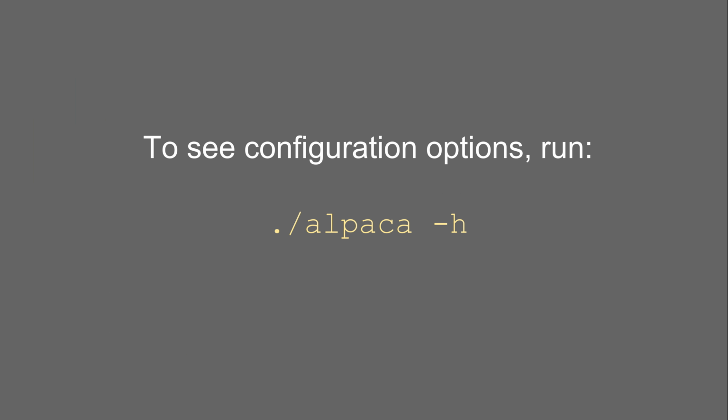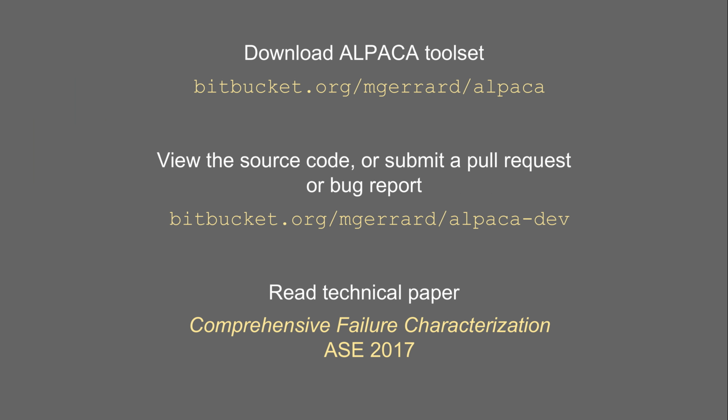For a full list of configuration options, run alpaca -h. To try out ALPACA, to access its source code, or to read about its internals, follow the displayed references.